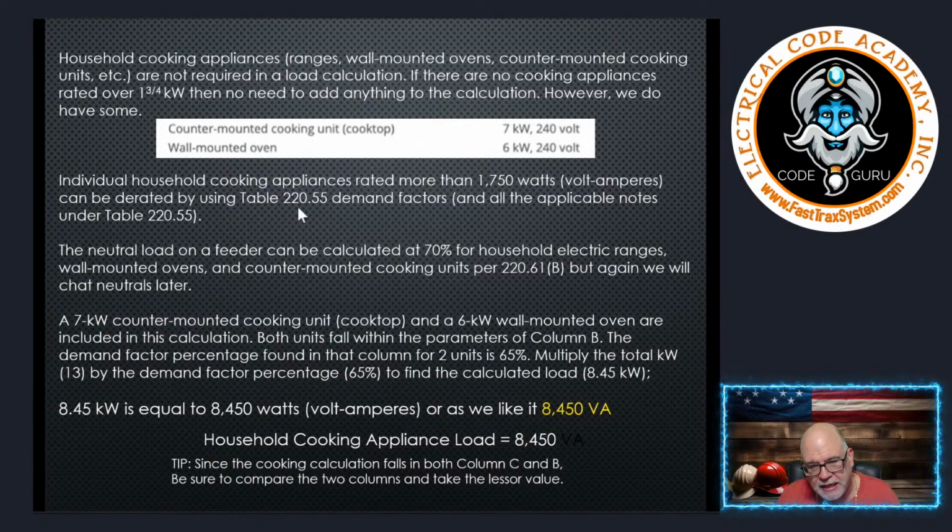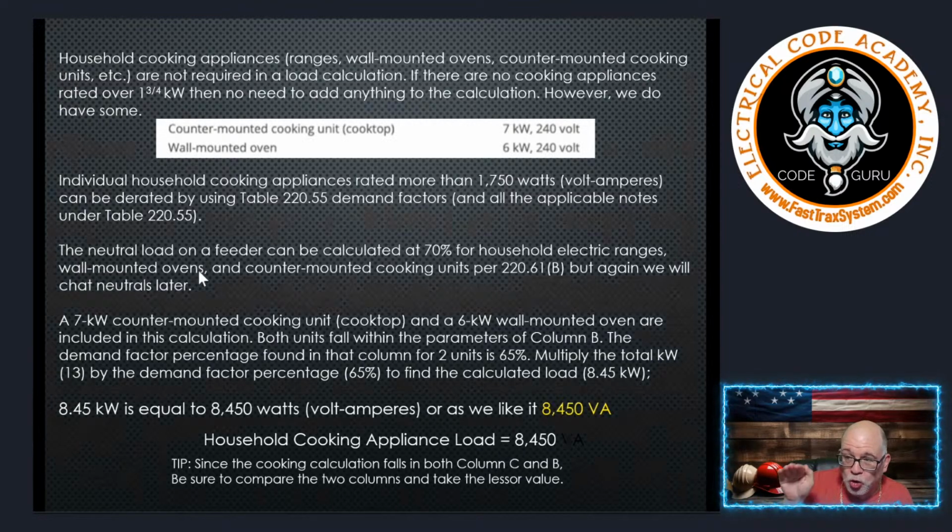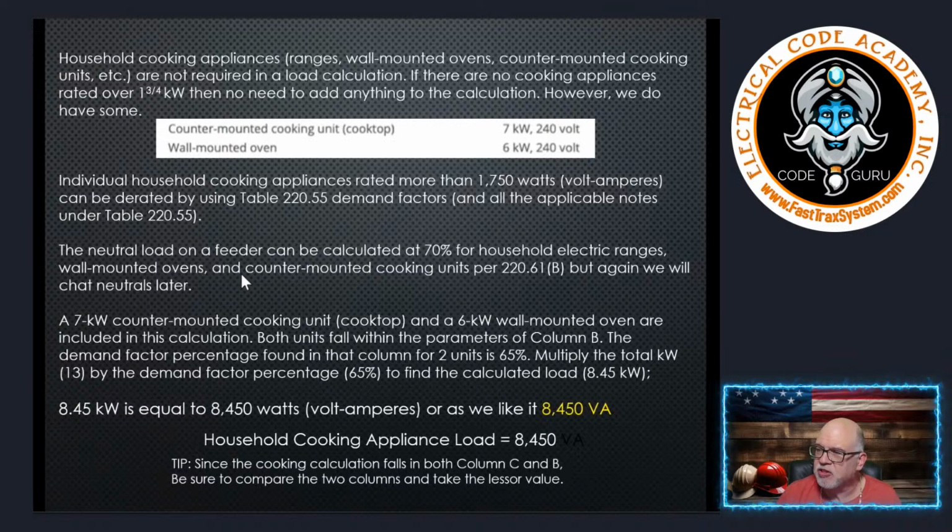table 220.55, right? Now, I'll remind you that once we do this, the neutral load also is the same as we just did for the dryer, 70%. So it makes it easy to do the neutral. That's why I like to do it as we go. All right, so let's look at what we've got going on here.